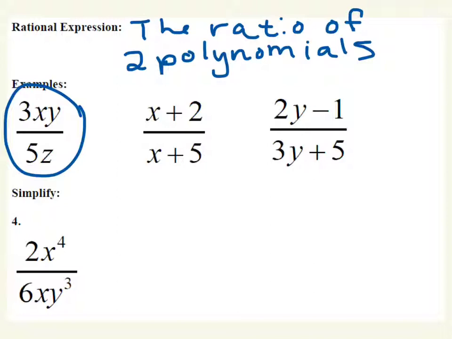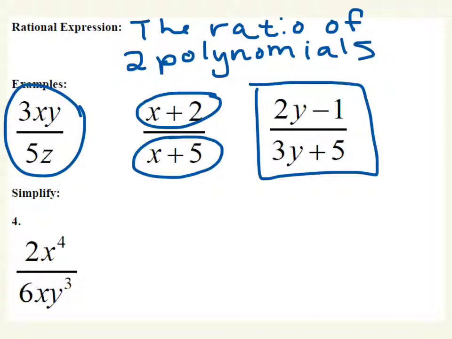Likewise here, I have x plus 2 in the numerator, which is a binomial. x plus 5 in the denominator. I have a ratio of two binomials, x plus 2 divided by x plus 5. Over here, 2y minus 1 is my numerator polynomial, and 3y plus 5 is my denominator polynomial. So these are 3 examples of what we call a rational expression. So we're going to focus on simplifying rational expressions today.